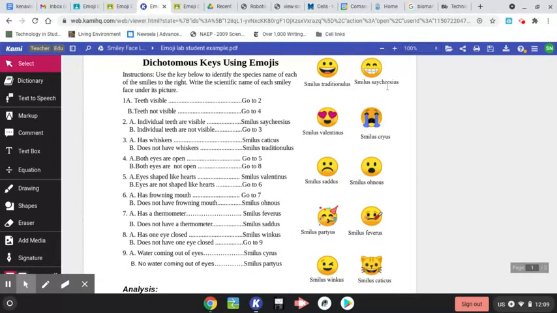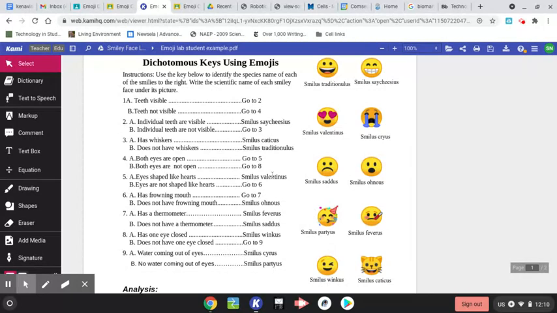And so I can go through all of them the same way. We'll do one more. Let's pick this one, Smilus pardius. It's got party stuff on. Notice the genus Smilus is capitalized and the species name pardius is lowercase. Teeth visible? No, I don't see any teeth visible. Teeth are not visible, go to 4. Both eyes are open? No, I don't see eyes open.